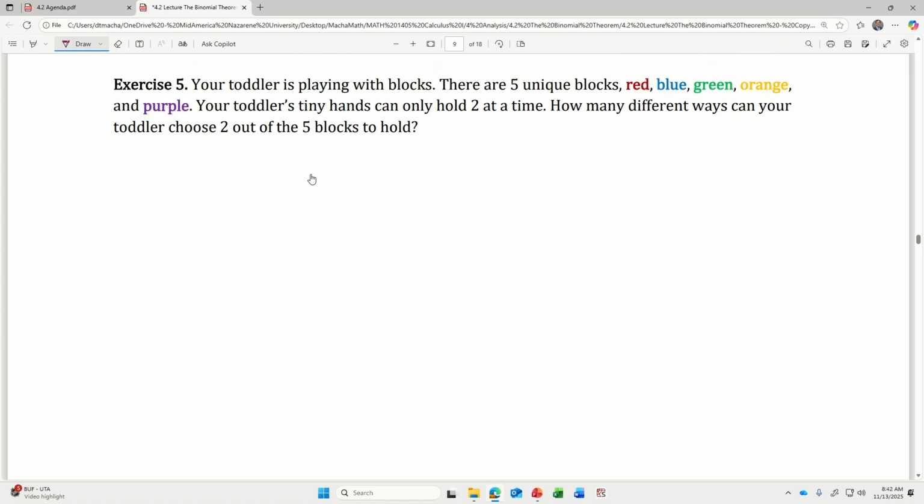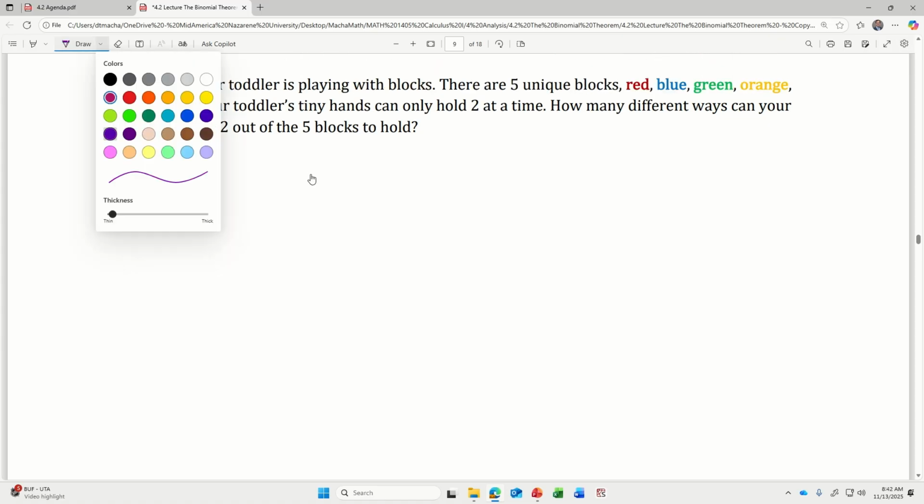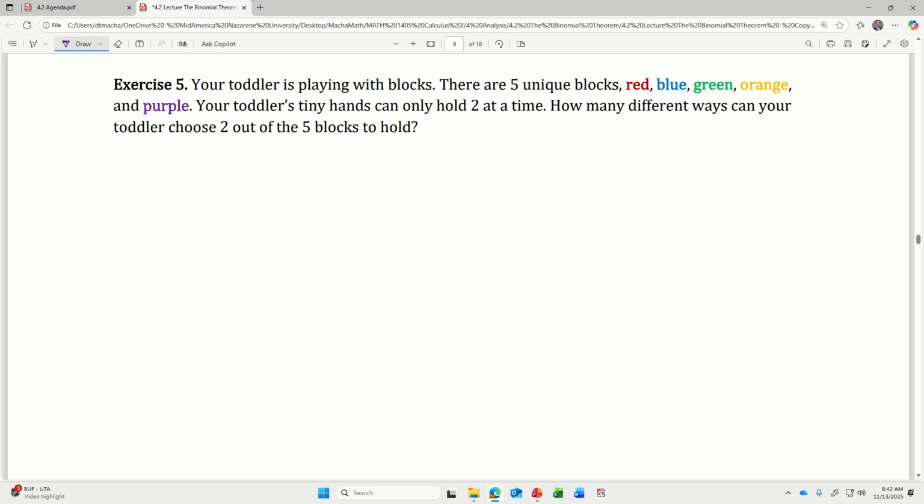New example. Your toddler is playing with blocks. There are 5 unique blocks: red, blue, green, orange, and purple. Your toddler's tiny hands can only hold 2 blocks at a time. How many different ways can your toddler choose 2 out of the 5 blocks to hold?